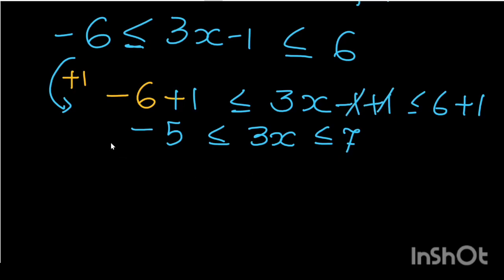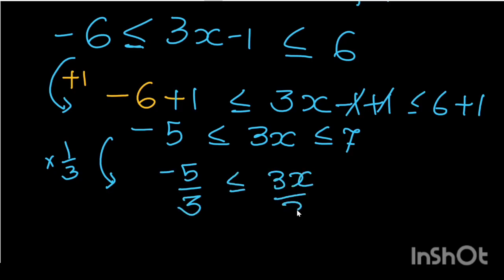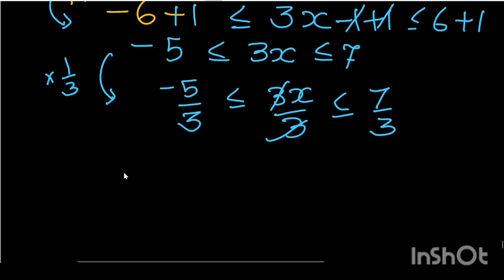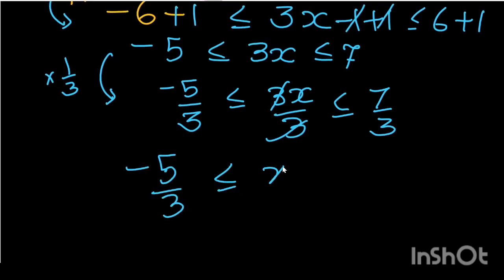Now in the next step, we will multiply by what to get x? So yes, we will multiply by 1 by 3 on all sides. So the extreme left side becomes minus 5 by 3, the middle one becomes 3x by 3, the right hand side becomes 7 by 3, the 3 gets cancelled out, and we will get x from minus 5 by 3 to 7 by 3, guys, which is the answer. Okay, so that way we can do.